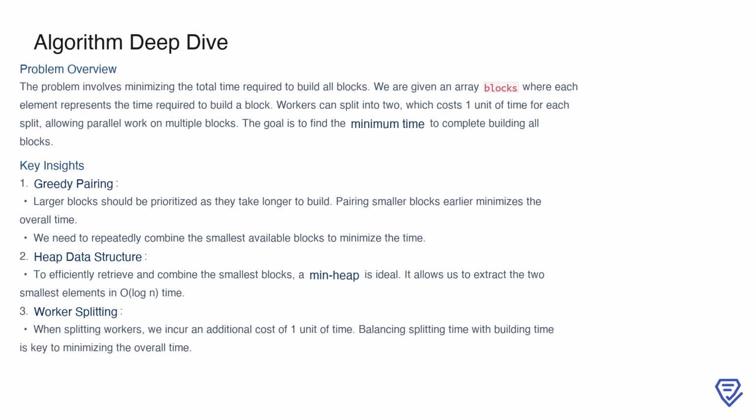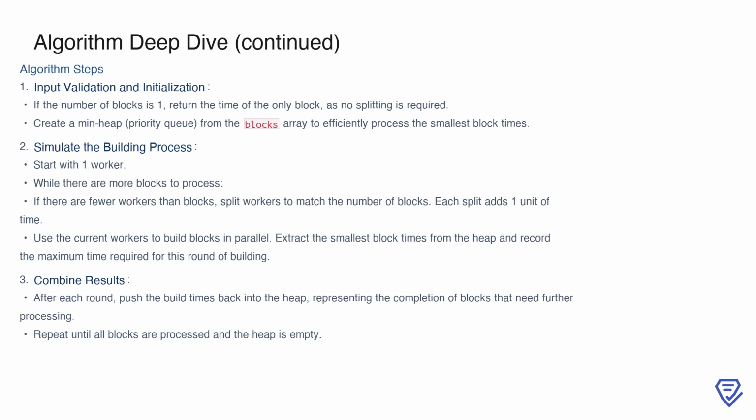To achieve this, we rely on a few key insights. First, larger blocks should be handled with priority because they take longer to build, and pairing smaller blocks earlier helps reduce the overall time. Second, a min-heap data structure is ideal for efficiently accessing and combining the smallest block times, as it allows us to retrieve the two smallest elements in logarithmic time. Finally, managing the cost of splitting workers and balancing it with the building time is crucial for minimizing the total time effectively. To solve the problem, we can break the algorithm into clear steps.